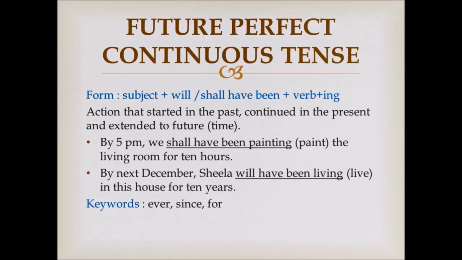The next is, by next December Sheila will have been living in this house for 10 years. So Sheila has already started to live in the house and she is living now, and she will also be living in the future, and the time they are indicating there is by next December. Sheila will have been living in this house for 10 years. So the keywords for future perfect continuous tense are ever, since, and for.